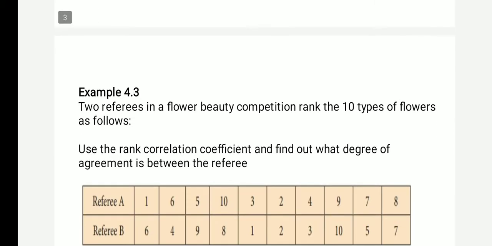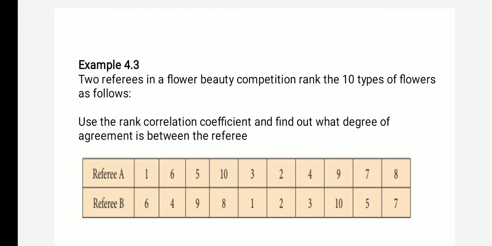Let us take up one more example. Two referees in a flower beauty competition rank 10 types of flowers as follows. 10 types of flowers means n equal to 10. Use the rank correlation coefficient and find out what degree of agreement there is between the referees. So two referees have given the ranks for the 10 different flowers.